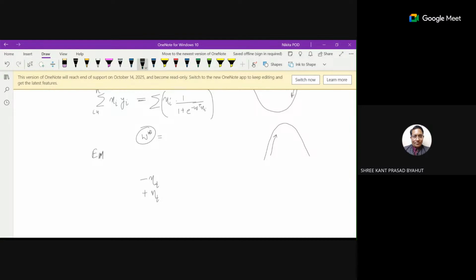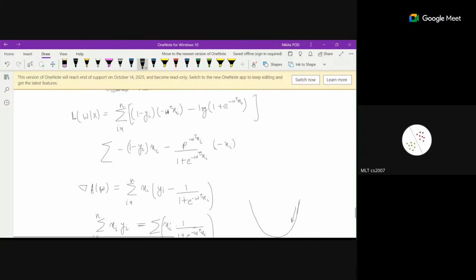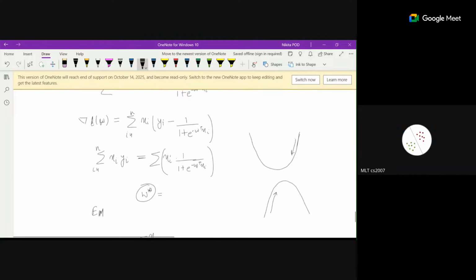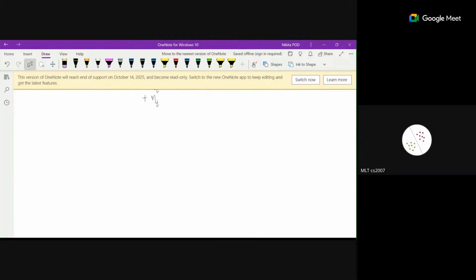What are we maximizing here? We want to find that W star which will maximize the objective function, which in this case is the log likelihood. So this is how we can use logistic regression. You can find the probabilities associated with each point, and that is given by 1 plus e to the power minus W transpose xi.